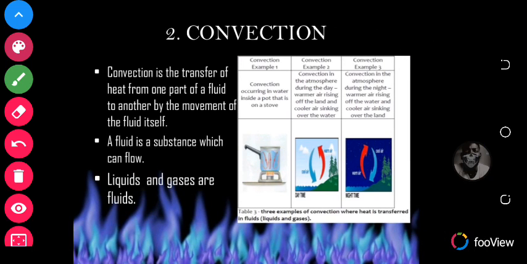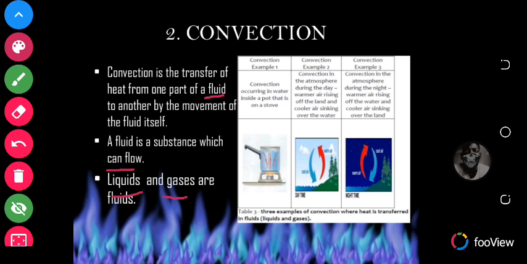Convection. Convection is the transfer of heat from one part of a fluid to another by the movement of the fluid itself. So when it comes to convection, we are talking about heat transfer in a fluid. It could be water, it could be any liquid substance, but the heat will be transferred within the fluid. The fluid is a substance which can flow. Anything that can flow is a fluid.